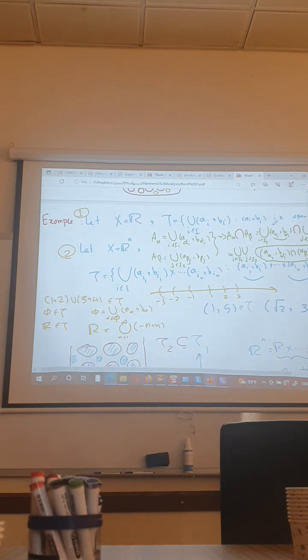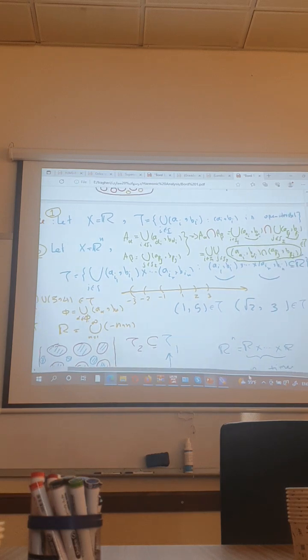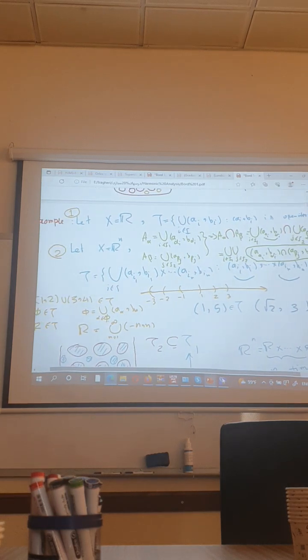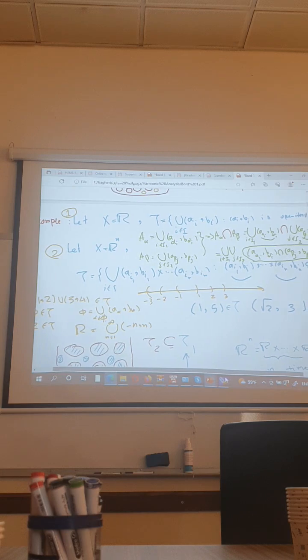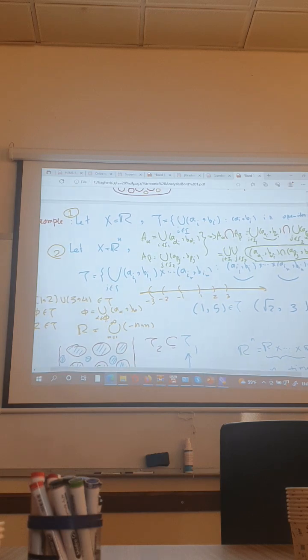Such that this is an open interval. Then, or in R to the power of n, we can consider the product of intervals, okay? These two are topologies. This is a topology on R and this is a topology on R^n.